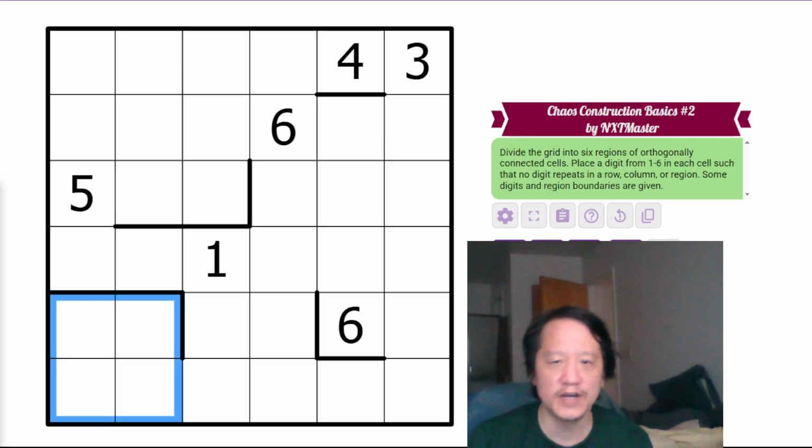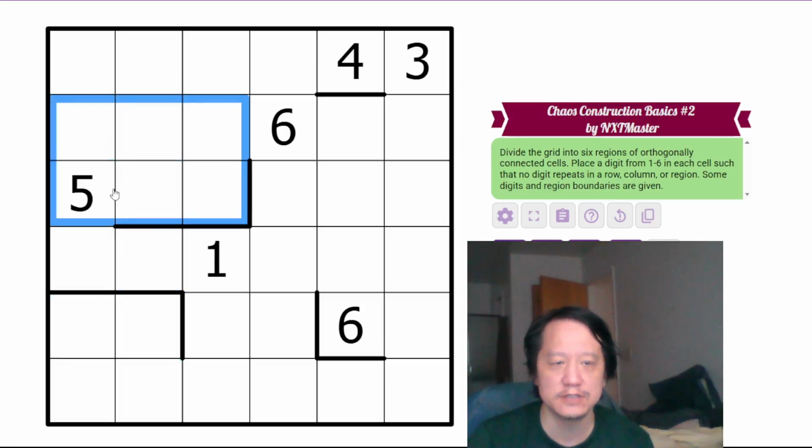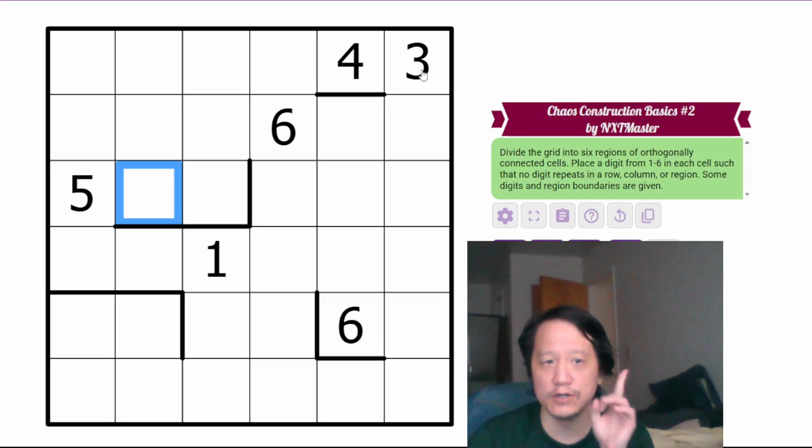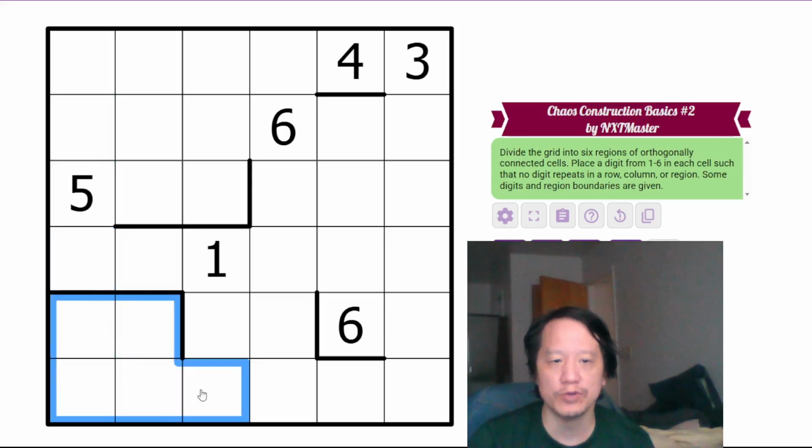We need to divide the grid into 6 regions of orthogonally connected cells. And we need to place a digit from 1 through 6 in each cell such that no digit repeats in a row, column, or region. And some digits and region boundaries are given.